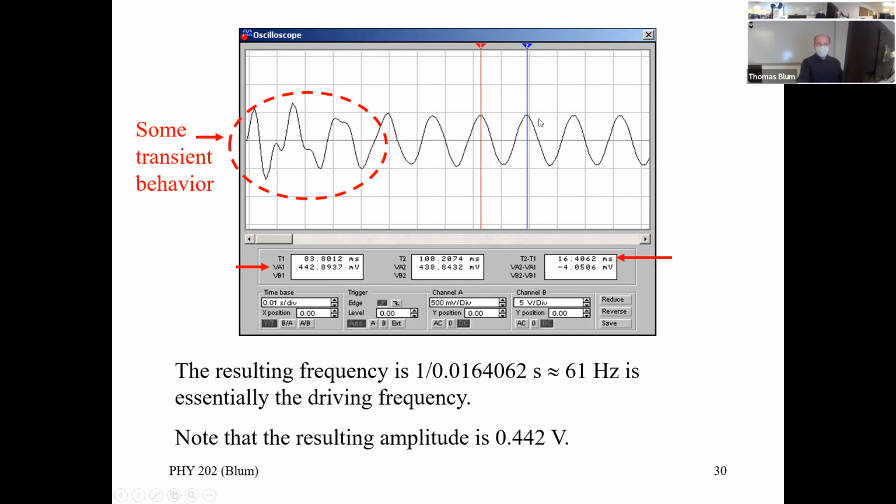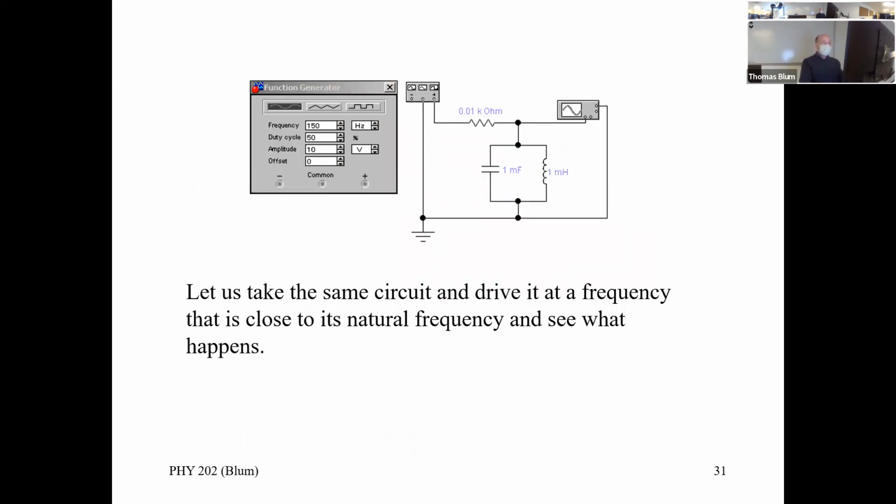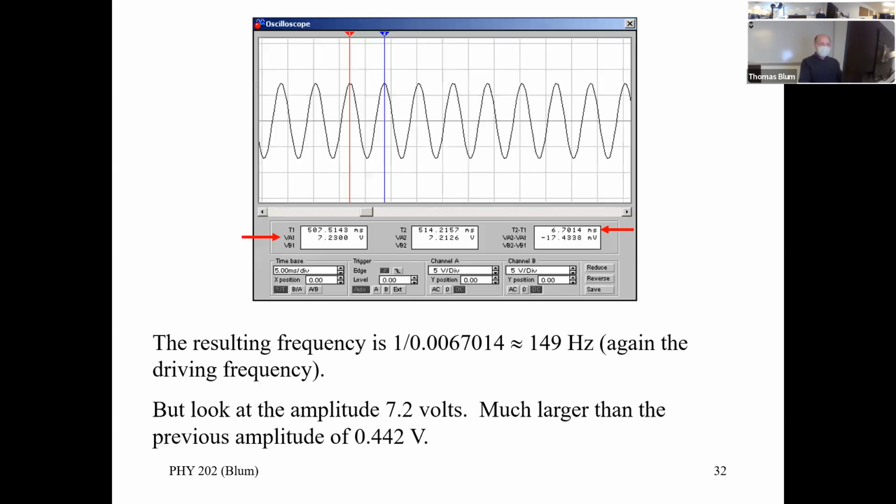Another characteristic of a sine wave is its amplitude. How tall does it get? At this maximum point, it was 442 millivolts or 0.442 volts. So that's how big it is. That's its amplitude. If I move to 150, if my driver frequency is close to my natural frequency, I get a sine wave, but now I have an amplitude of 7.2 volts. I have a much bigger amplitude.